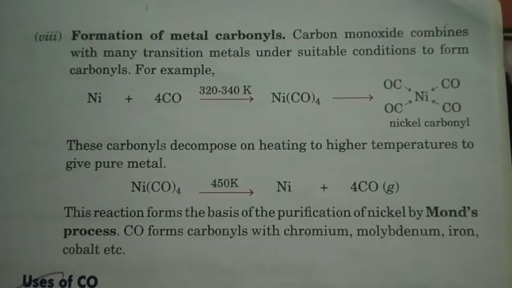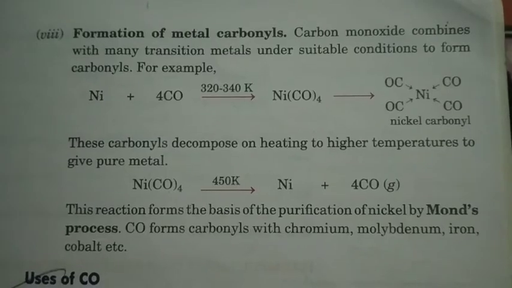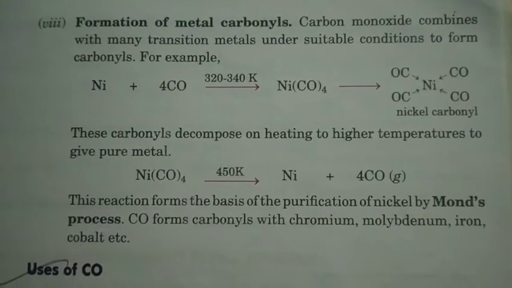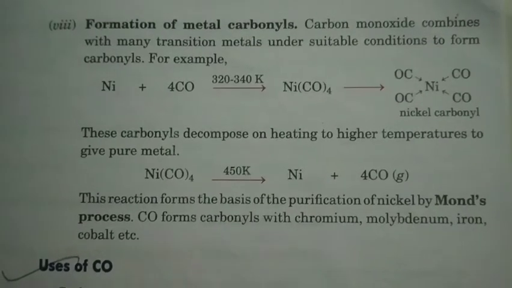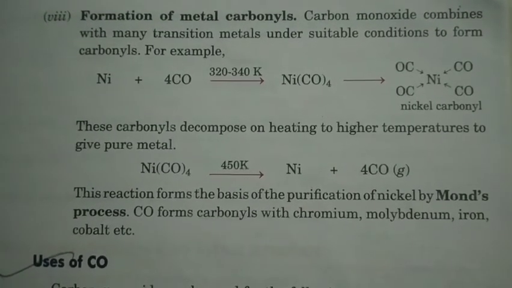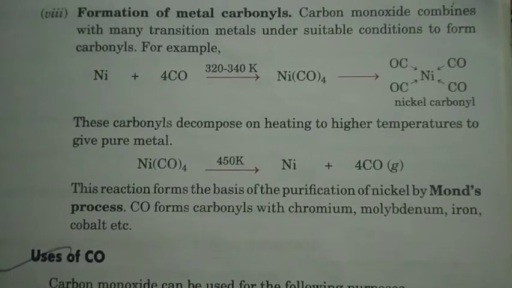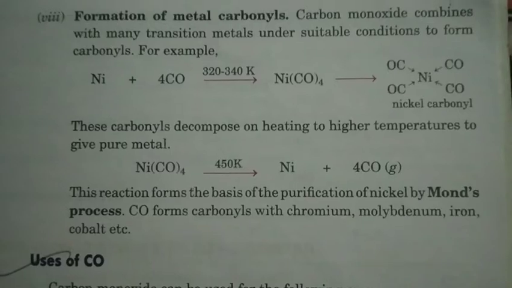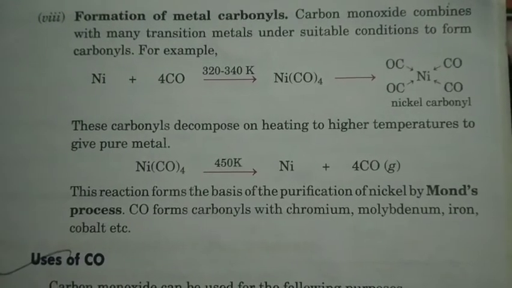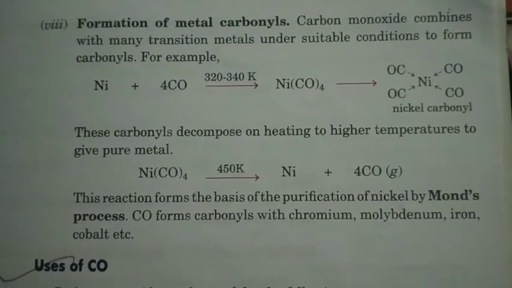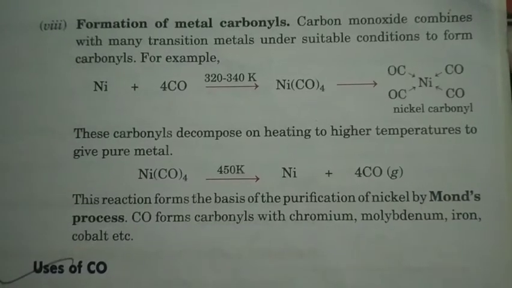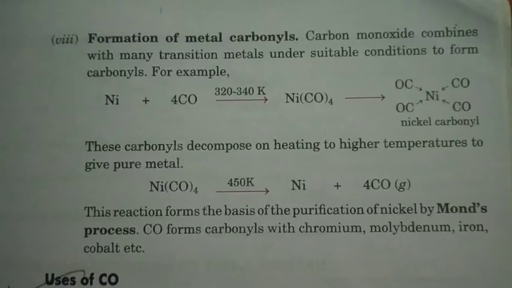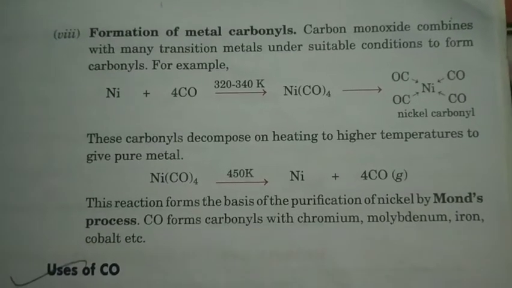The last reaction is formation of metal carbonyls. So carbon monoxide, when it combines with transition metals under some conditions, it forms carbonyls. As you can see in the first reaction, when nickel reacts with carbon monoxide at temperature 320 to 340 Kelvin, it forms nickel carbonyl, Ni(CO)4. You can see the figure. This carbon monoxide forms coordinate bonds, 4 coordinate bonds. You will learn about this coordinate bond in higher classes.